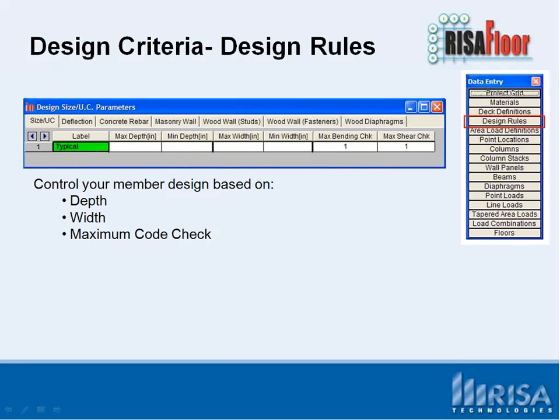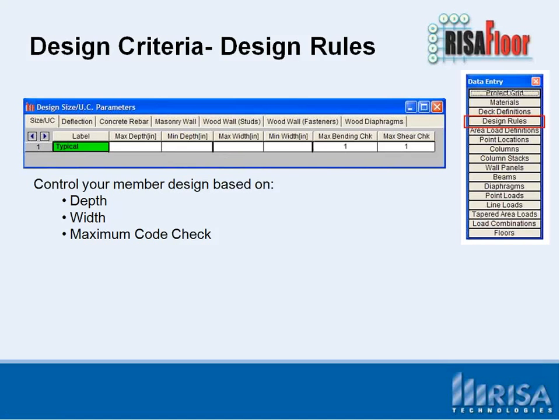You'll find the design rules on the data entry toolbar, about fourth down here, called design rules. It's going to allow you to manage the maximum depth and minimum depth of the beams, columns. You can change the maximum and minimum depth or the width of those, and then the maximum and minimum bending checks and shear checks.